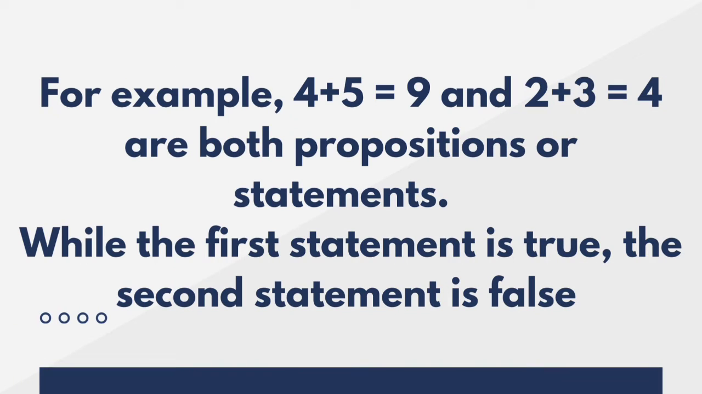For example, 4 plus 5 is equal to 9 and 2 plus 3 is equal to 4 are both propositions or statements. The first statement is true and the second statement is false. Also, when a statement is true, it's represented by T, and when it is false, it's represented by F.